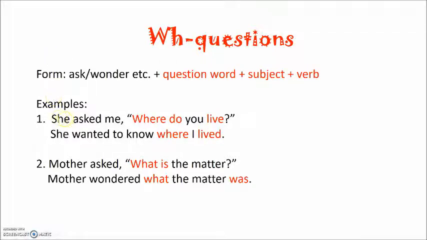So the first example is, she asked me, "Where do you live?" Well, we keep the WH question word. We go from do live, which is the simple present, to changing the main verb live to the past. And the pronoun you becomes I. She wanted to know where I lived. So notice, it is not a question anymore. We got rid of the question mark and, of course, the quotation marks.